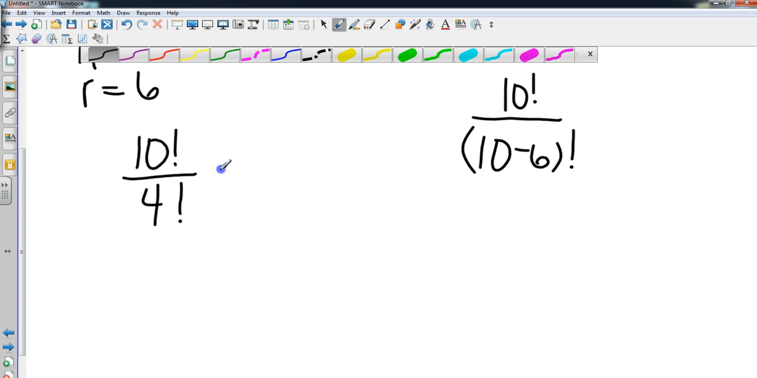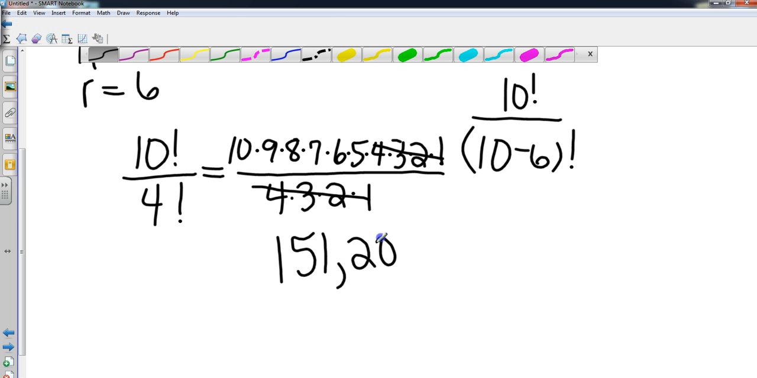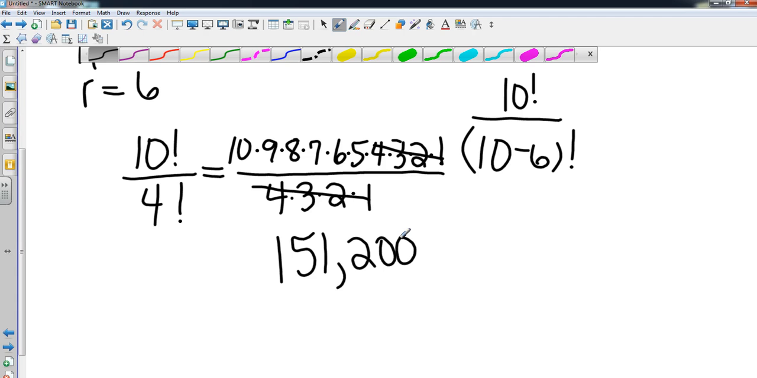Now what we're going to do in this case is we're actually going to write this out. Factorial, again, just decreases by 1 each time. And down below, we have 4 factorial. Okay, now remember, in a fraction, if we have the same thing on the top and bottom, we can cancel them. So we're going to cancel the 4 times 3 times 2 times 1, and then all we're going to take is the 10 times the 9 times the 8, 7, 6, and 5. And that's going to end up being 151,200 different ways. I know that sounds astronomical, but it is absolutely right. 151,200 ways to rearrange 6 of 10 magazines on a shelf.